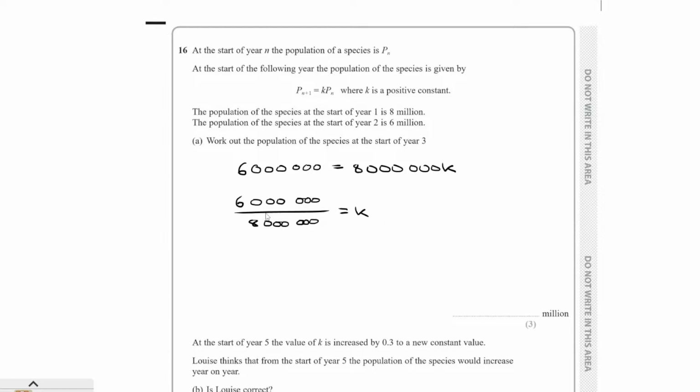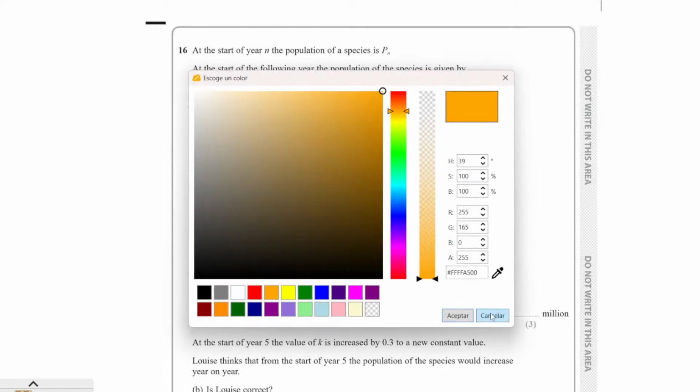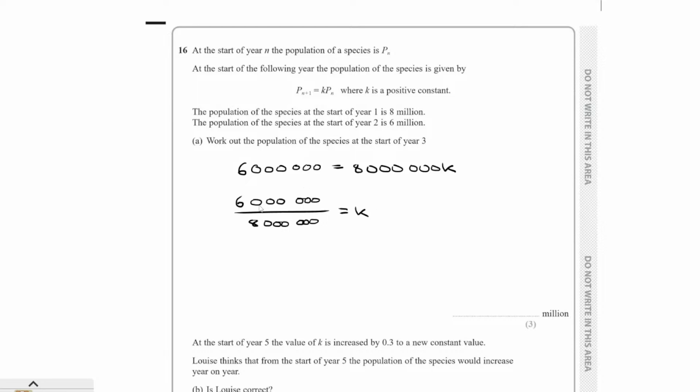If we were to simplify that, all of the zeros would cancel because they've both got 6 lots of zeros, haven't they? So get rid of those. You get 6 over 8, which simplifies to 3/4. So k is 3/4. So what they're saying is every year we're losing a quarter of the population, isn't it?